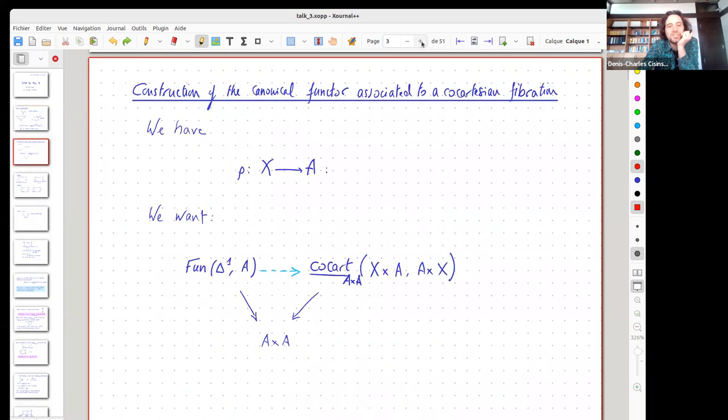Once we introduce this gadget, we would like to say that if we have a given co-Cartesian fibration P, then we can pull it back over A times A. We get two new co-Cartesian fibrations, X times A and A times X. And what we want is to produce a canonical map, canonical up to equivalence, up to homotopy if you want, associated to this fibration P. So I will explain how we can do that.